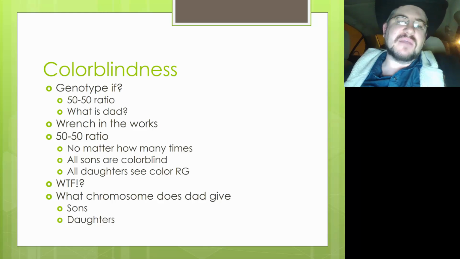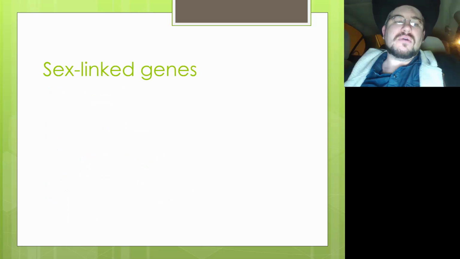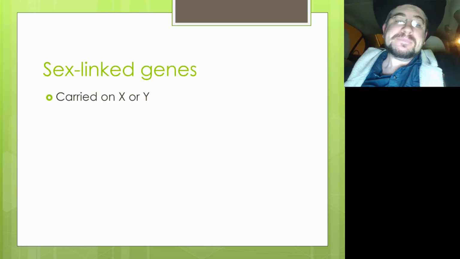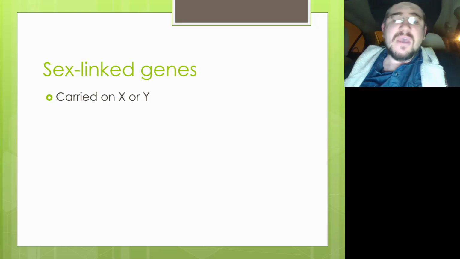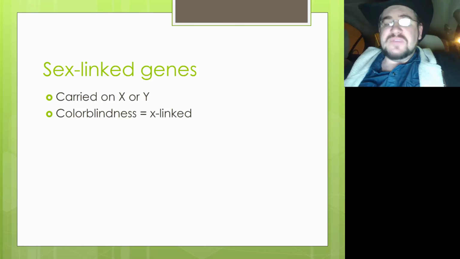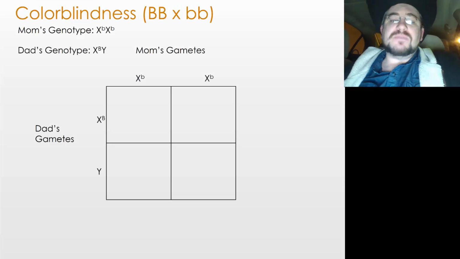Colorblindness, the allele for colorblindness, the gene for colorblindness, is on the X chromosome. It's what we call a sex-linked gene. Specifically, it's an X-linked gene. So sex-linked genes are genes carried on either the X or the Y chromosome. And it results in some funky stuff when dealing with humans, because we're either XX or XY.